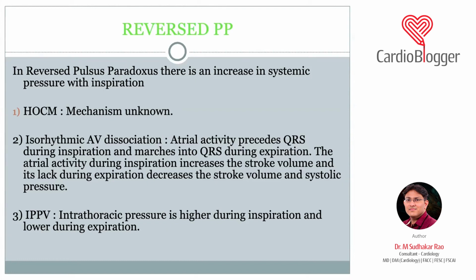We all know in patients who are mechanically ventilated, the intrathoracic pressure is higher during inspiration, and so the blood comes more into the LA and the LV, as compared to the reverse of the paradoxus in COPD and bronchial asthma, where it is the reverse one. So this is what happens in a reverse pulsus paradoxus.